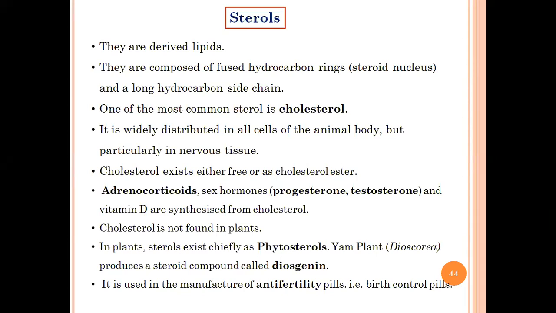Whatever their sources and functions are, what is currently important for us is that all the sex hormones are steroid in nature. Okay. And apart from that, there are also other molecules like vitamin D, which is also a kind of steroid, and it is synthesized from cholesterol. Okay. Apart from this, there are many other derivatives as well, which are derived from cholesterol.